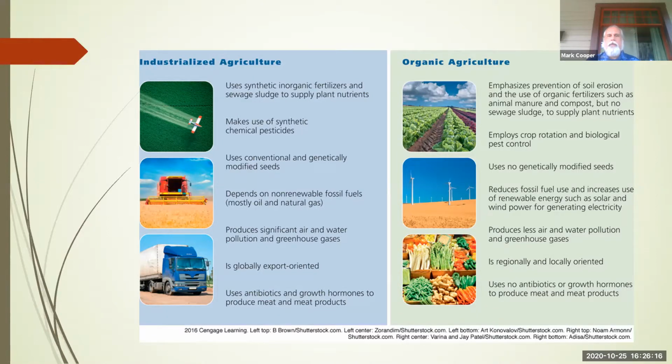So there are some comparisons on how organic and industrialized agriculture work. You can see this in this picture, and I would like you to look over these. I'm not going to go over them here. I think the table is pretty self-explanatory, but I wanted to have a slide where you can see them side by side, left and right, while you study.